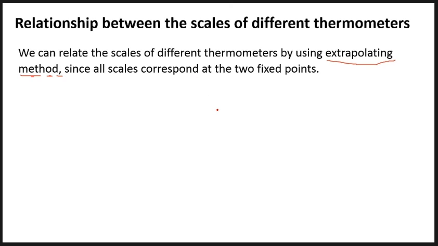Since all scales correspond at the two fixed points, each kind of scale has two fixed points, so definitely they all correspond at those two fixed points, even though most times they don't have the same value at those fixed points. But they correlate as far as they have that upper and lower fixed point. So we can relate them based on those two fixed points.